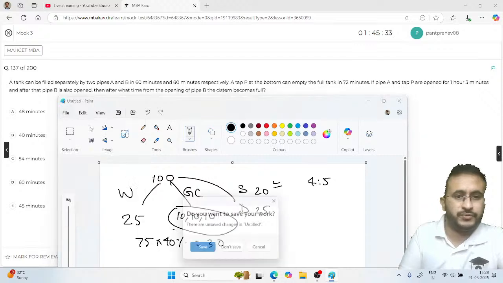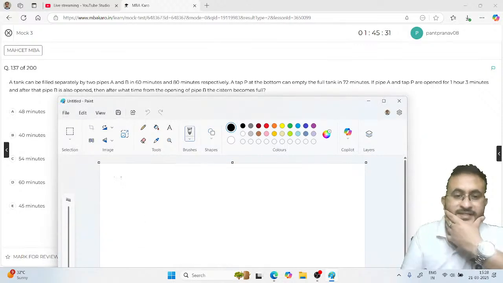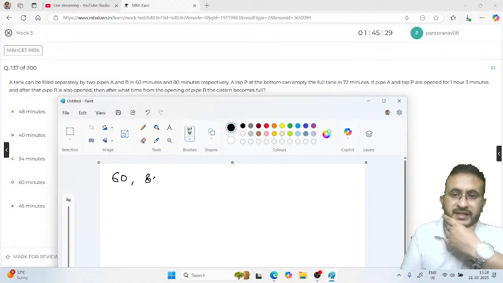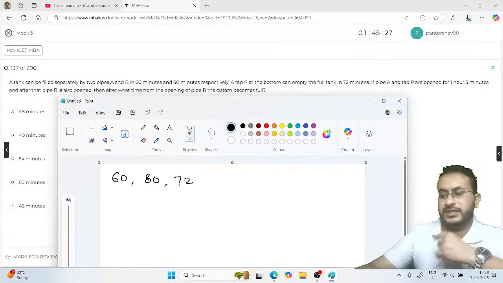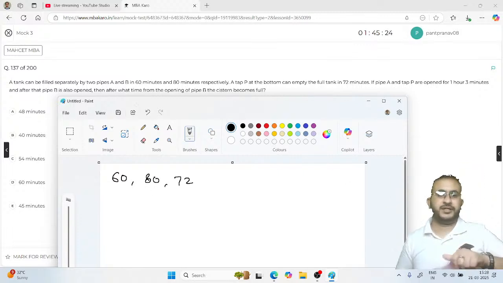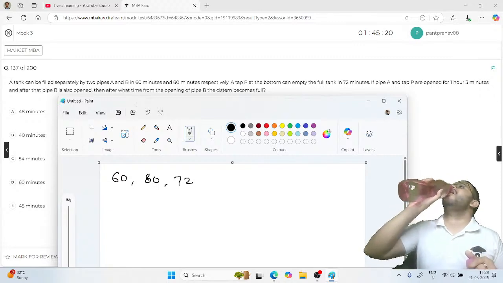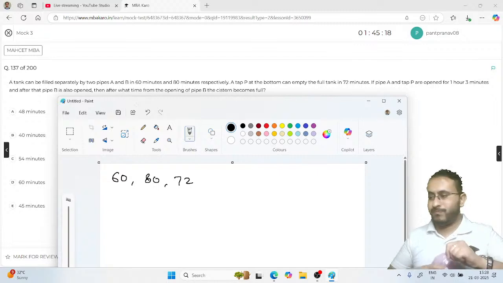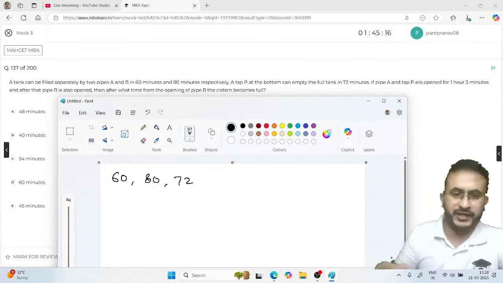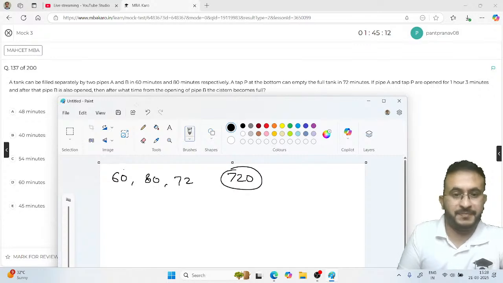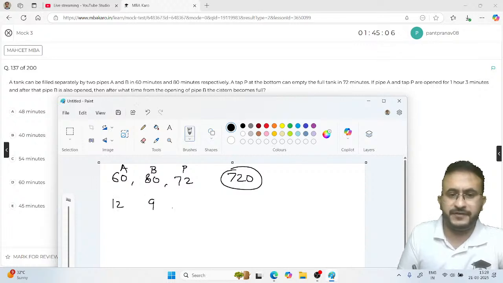Okay. So first of all, let's take the efficiencies 60, 80 and 72. The LCM of 60 and 80 is 240, taking 72 as well, it comes to 720. Let's take the capacity. A, B and this is tap P. So this will fill 12, this will fill 9 and this is minus 10, right?